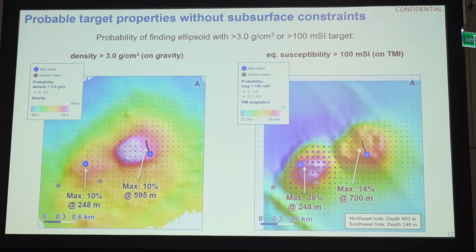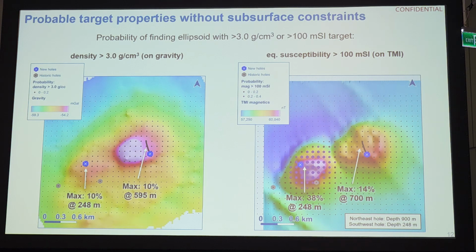So we can look at the same predictions about what we might have seen, what we might see elsewhere on the project. On the left, you can see we've almost eliminated any chance of finding that dense body. Maximum probability now, once we've included all that information, is only 10%. So we're not going to find another large mafic or ultramafic body here, it looks like. On the right-hand side, you can still see that there is still up to 40% probability of finding something more magnetic here. So we need to make a decision.